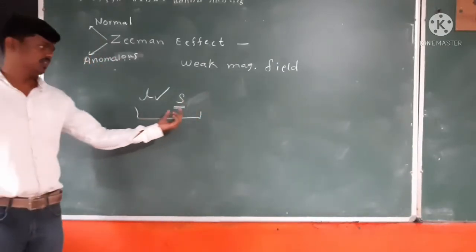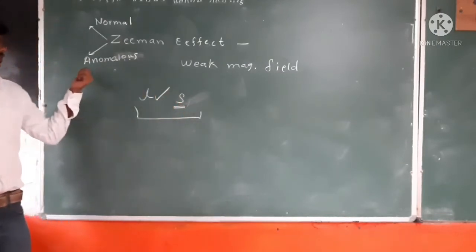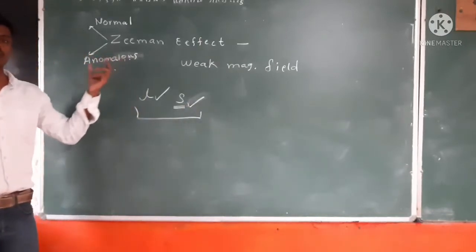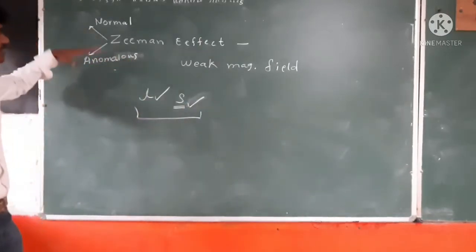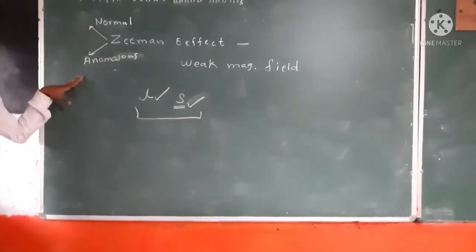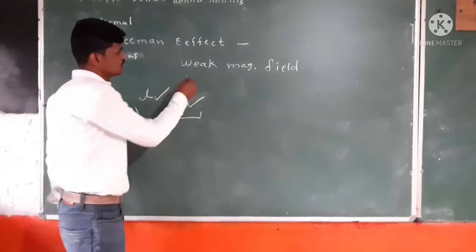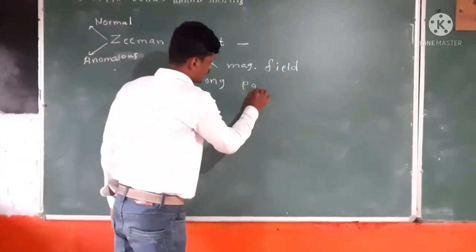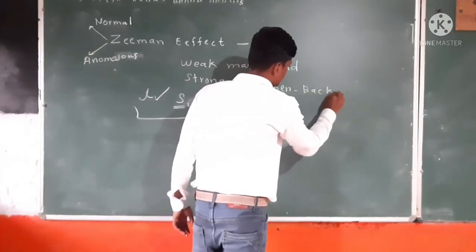Without the spin, this is the normal Zeeman effect. With the spin, this is the anomalous Zeeman effect. This is the main difference between the normal and anomalous Zeeman effect. Both are in a weak magnetic field. If we use a strong magnetic field, it will be the Paschen-Back effect.